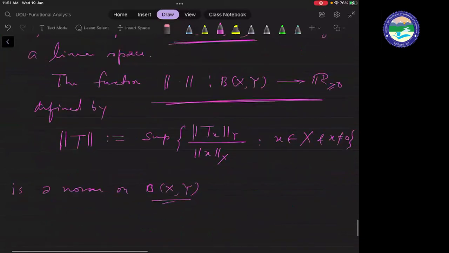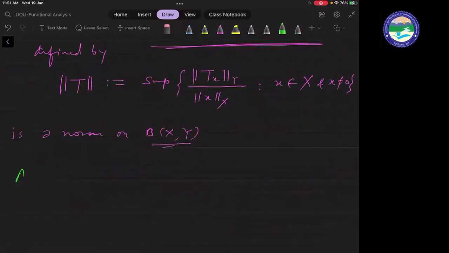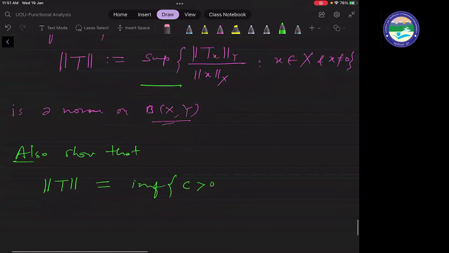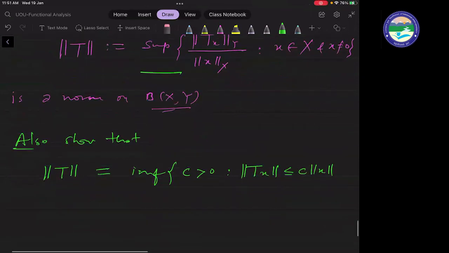And one more thing, also prove that this norm T is the same as, यहाँ पर मैंने supremum के form में लिखा है, this is the same as the infimum of C positive such that norm Tx is less than or equal to C norm x. This norm is in Y, this is in X, for all x in X. So this means norm T you can define like this, or you may define like this. Both are the same.